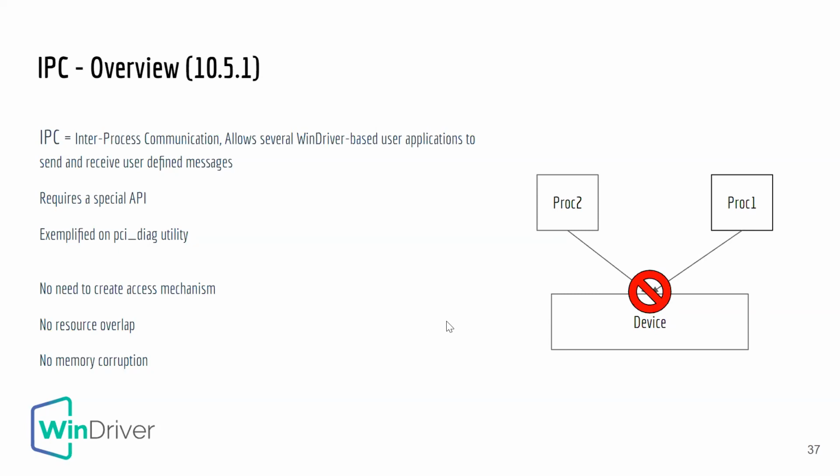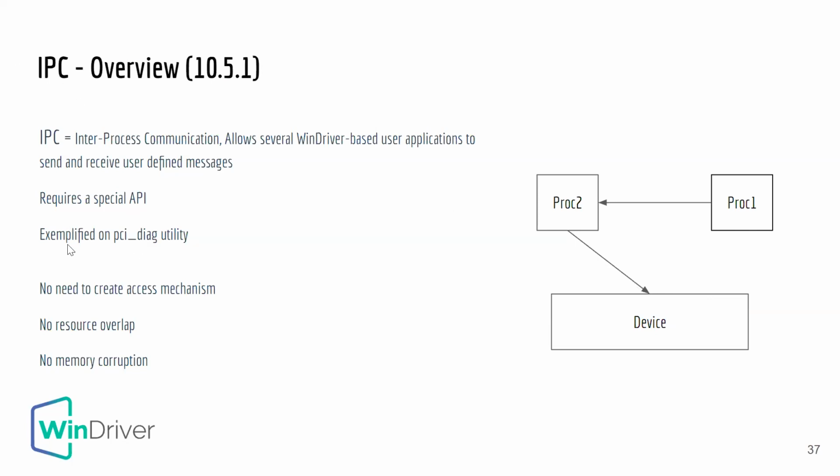What we offer is a different thing. We offer a special API. Okay, it costs. It is being sold separately from WinDriver's license. So one process can communicate with the other process, process one with process two, and process two is communicating directly with the device. This way, you don't need to have all this mechanism and chaos using the IPC.